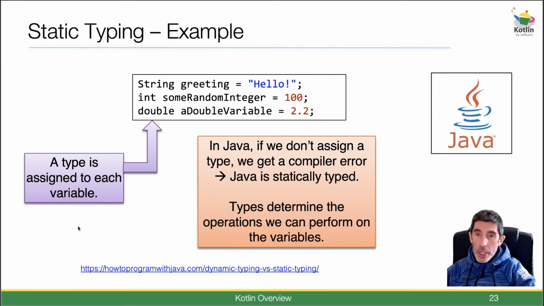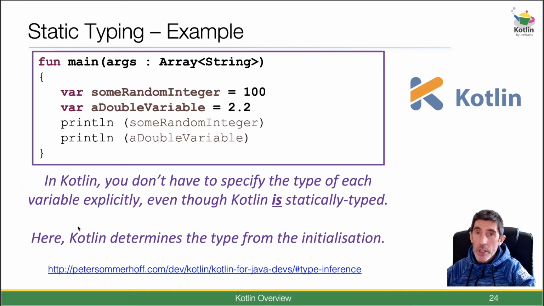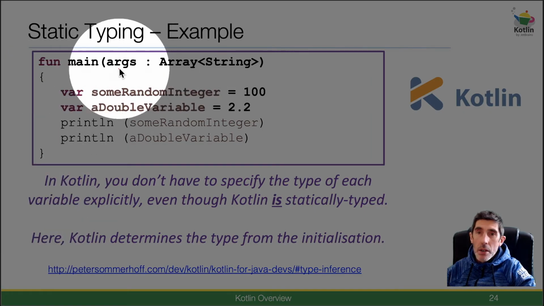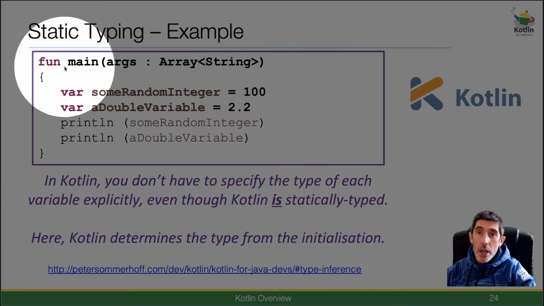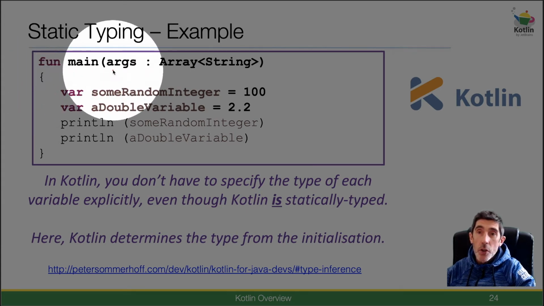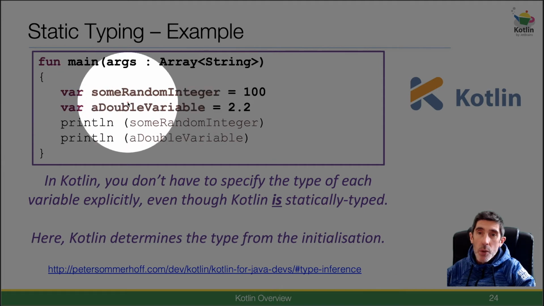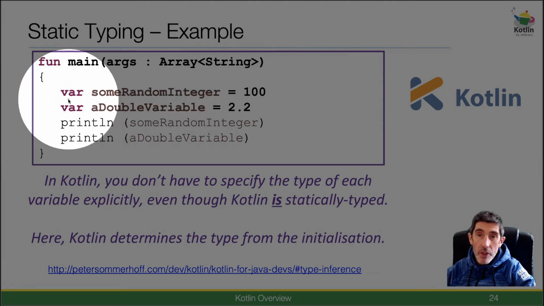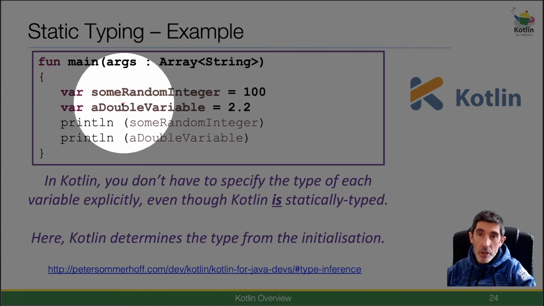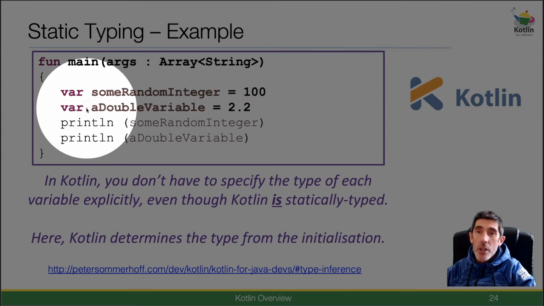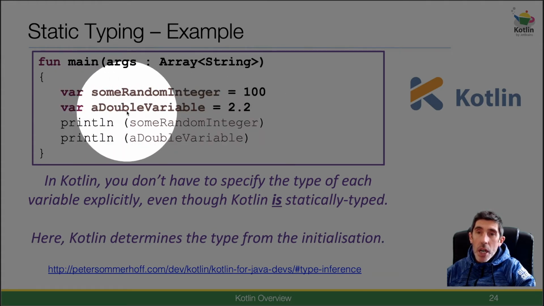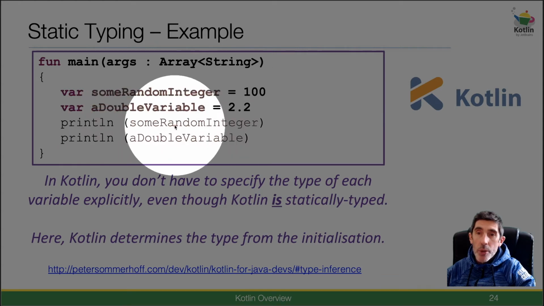To continue on with this, if we now compare it in our example here, we look at our public static void main, which would be similar to Java. In our Kotlin, the equivalent is a function main. And here we're declaring two variables, var, and we'll talk about var versus val again. We're saying some random integer, a value of 100, a double variable, a value of 2.2. We can print them out.